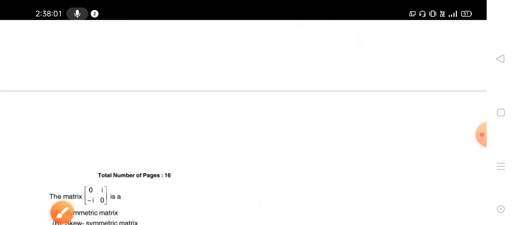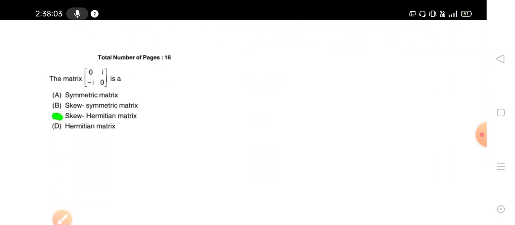Next question. The matrix 0 i, minus i 0 is a complex matrix. Therefore this is a skew Hermitian matrix.